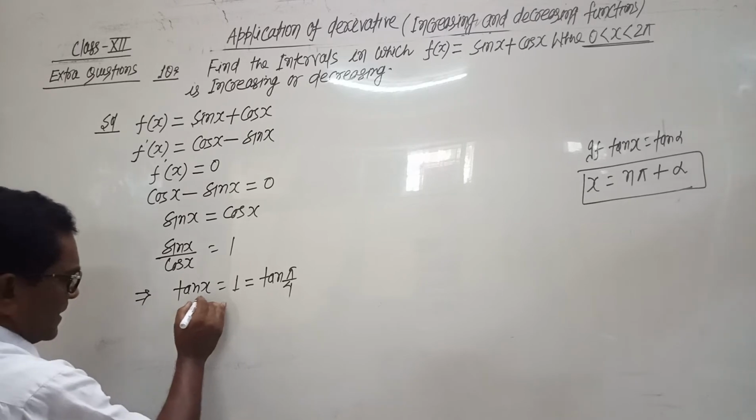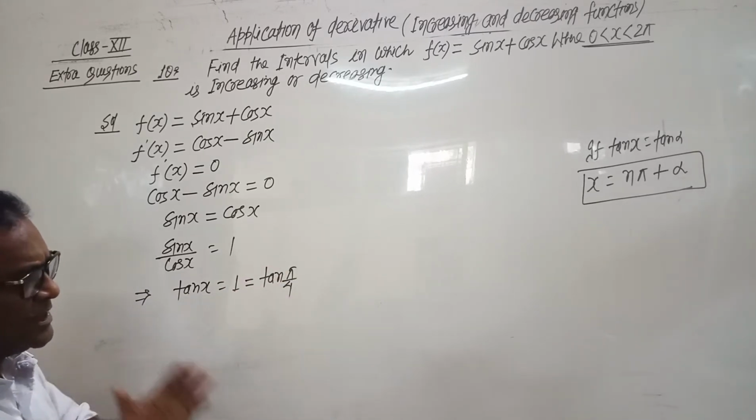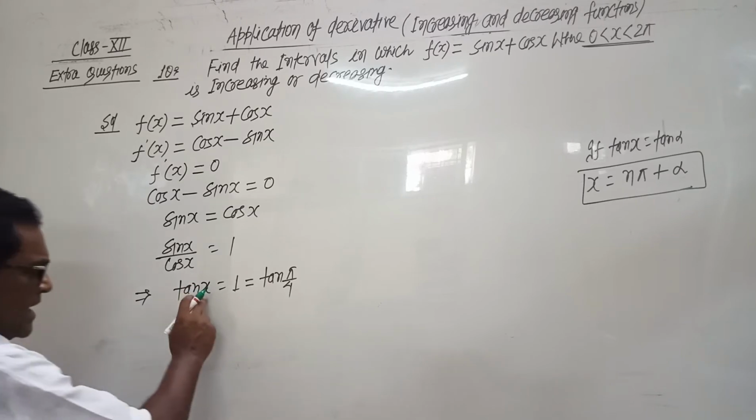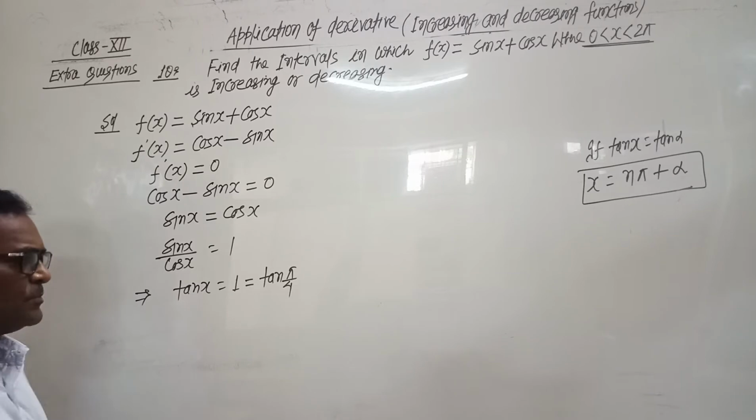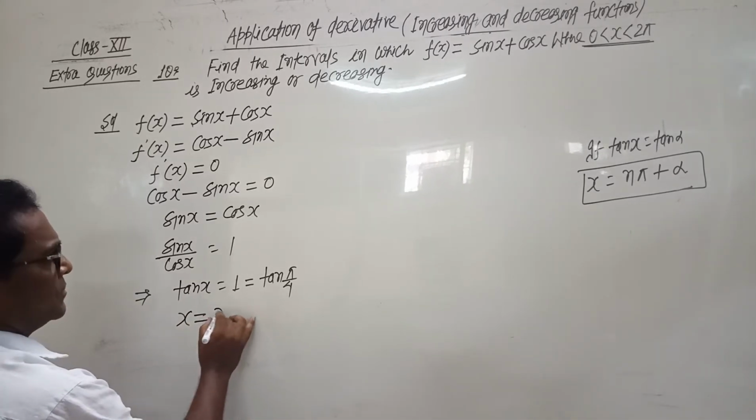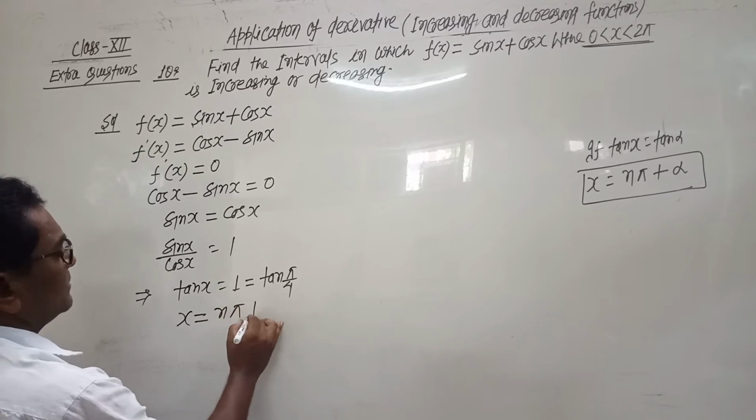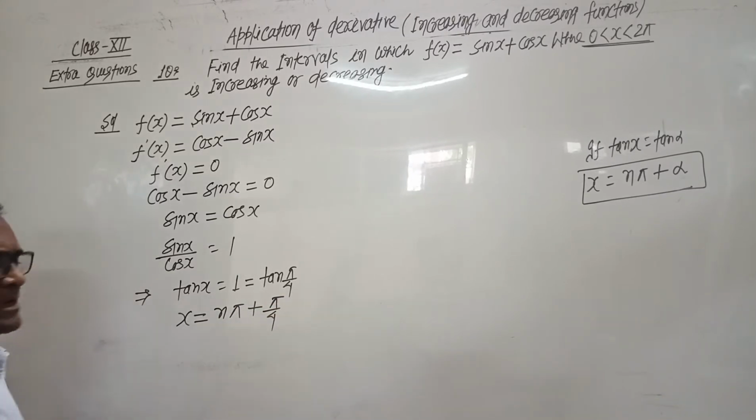So here, in the same way, we will write the general equation. tan x equals tan alpha, and in the place of alpha there is pi by 4. Then it gives x equals n pi plus pi by 4. This is the general equation.